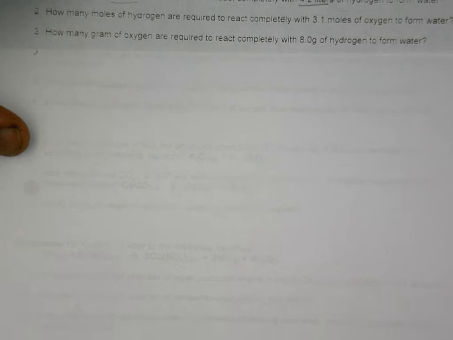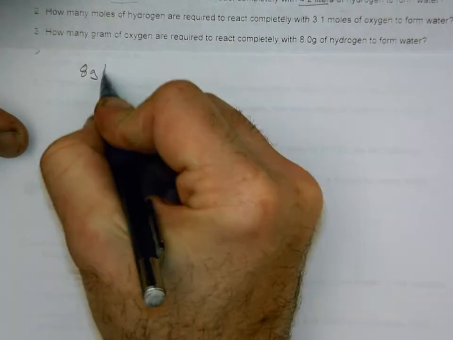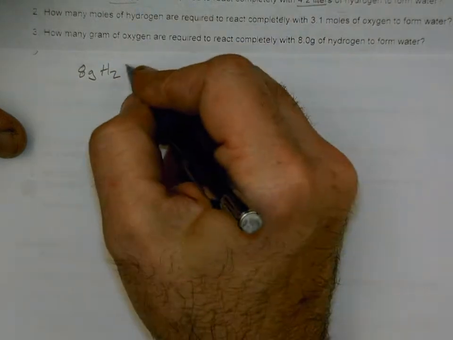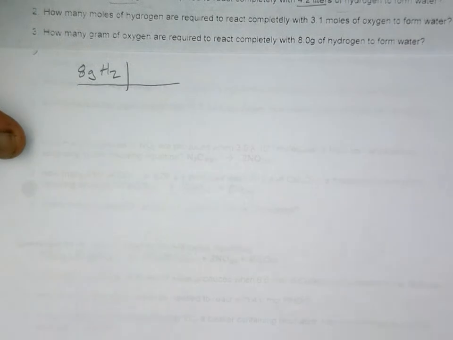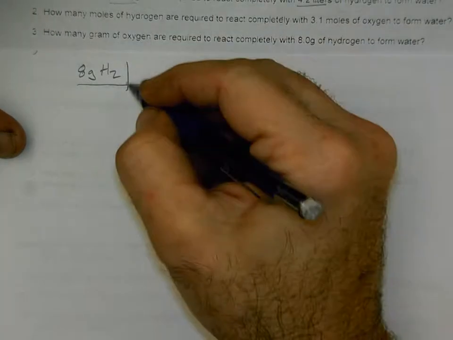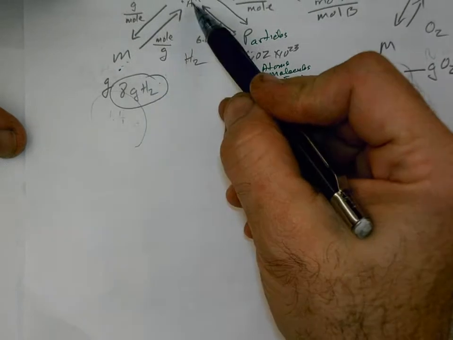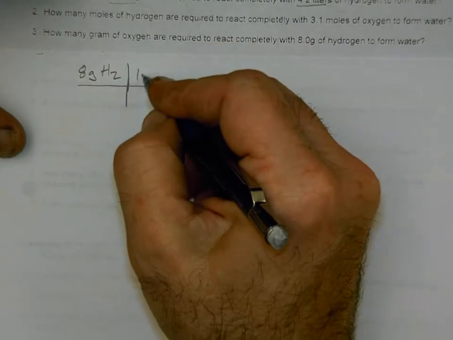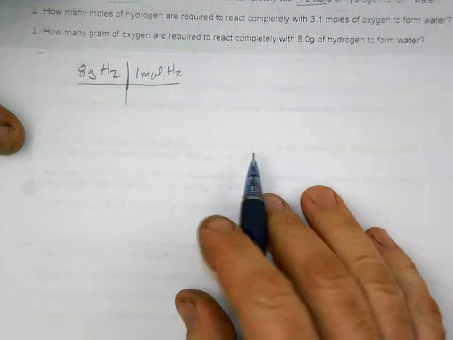So we always start with what we're given. 8 grams of H2. Can you see that all right? Yeah. Okay. 8 grams. Don't get sloppy. It's not 8 grams of H. It's H2. And now the next step is, since we're down here, we need to convert to moles by the molar mass, the moles over gram. So we want 1 mole of H2 is how many grams?